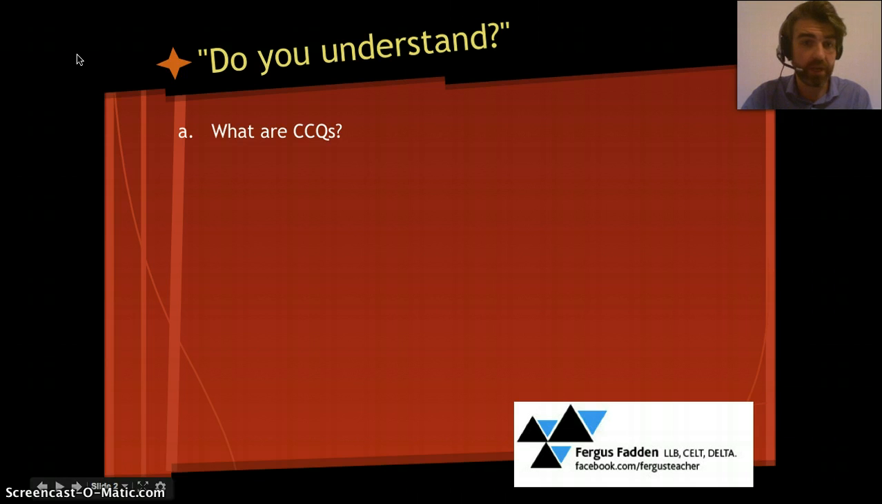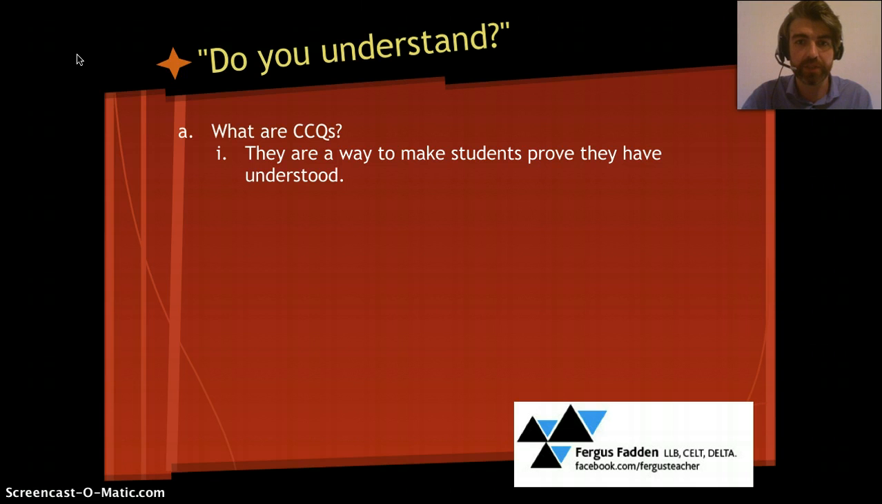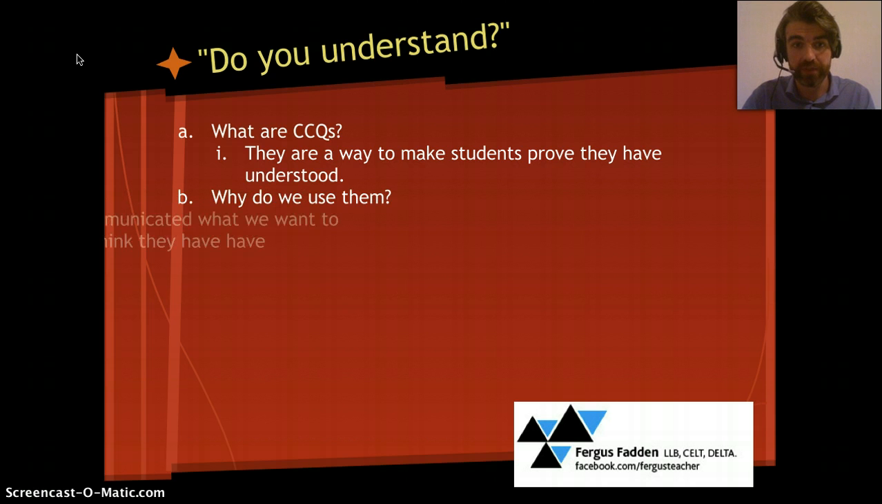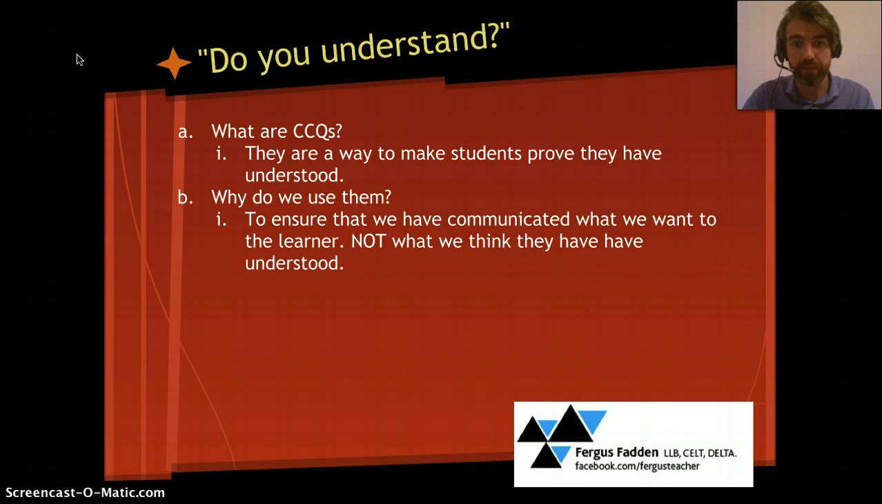So what are CCQs, concept checking questions? Well, they're a way to make students prove that they have understood. By asking questions, their responses will prove to you if they have understood what you want them to understand, what's necessary for them to have understood to successfully use the language for your lesson objective. Why do we use them? Well, to ensure that we have communicated what we want to the learner, not what we think they have understood. Oh, I have a little typo, 2 halves.